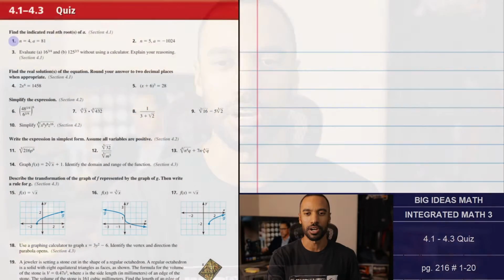Step on inside as we jump into section 4. It's the 4.1 to 4.3 quiz review in the textbook, and it's got 20 questions in total. I don't know if they're in order or not. Sometimes they shuffled up a little bit. Some graphing to be had. You got to use the graphing calculator, I'm sure, as well. So get ready. Let's go ahead and just get started on it.